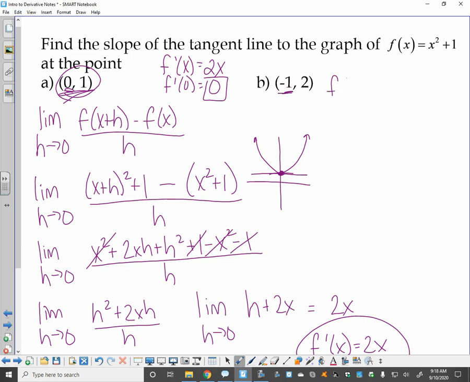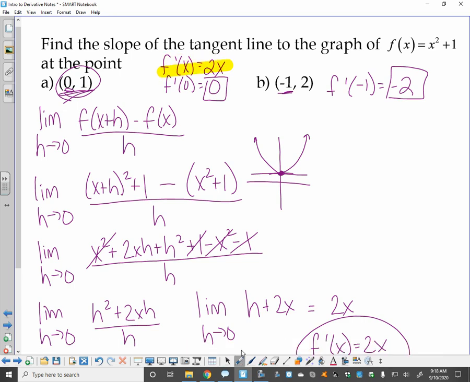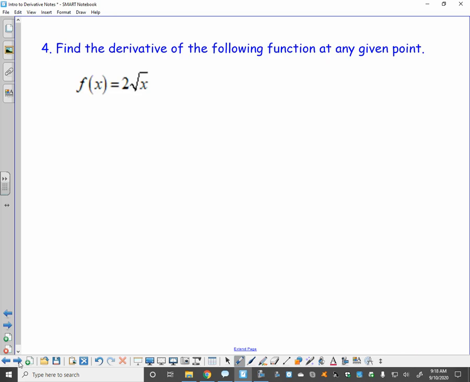Now I want f prime of negative 1. So 2 times negative 1, which would be a negative 2. So that is the slope of the tangent line at the point negative 1, 2. Okay, for the 50th time, this is the slope of the tangent line at any given point. This is the slope of the tangent line at this particular point. This is the slope of the tangent line at this particular point. Okay.